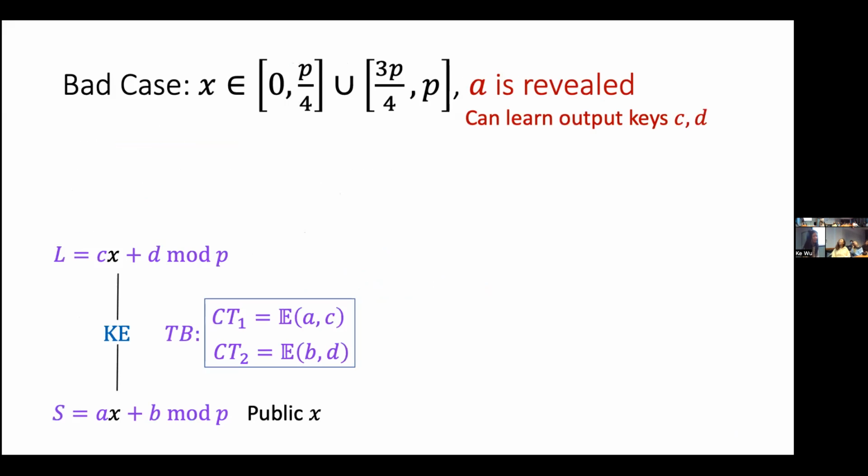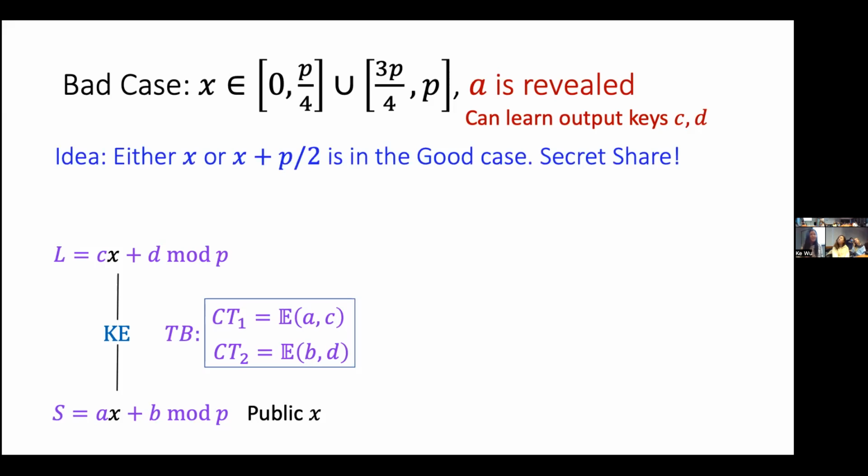Well, in particular, when a is revealed, it means that you have both a and b. You will run both a and b, and hence you will run both c and d. There is no security left. But the nice part is that x or x plus p over 2, one of them has to be good, right? So I should just simply share.